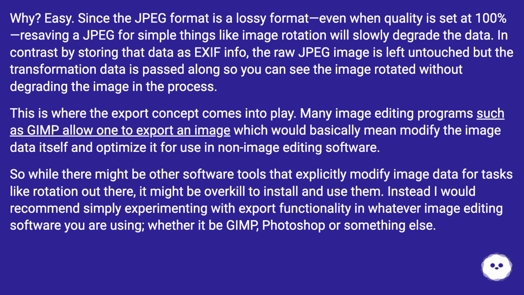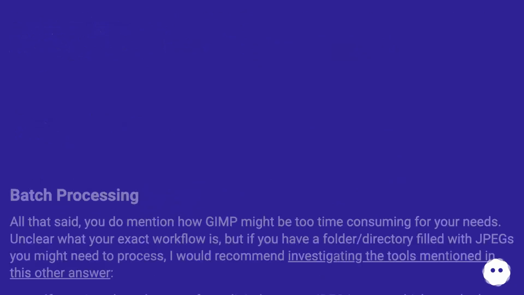Many image editing programs such as GIMP allow one to export an image, which would basically mean modify the image data itself and optimize it for use in non-image editing software. So while there might be other software tools that explicitly modify image data for tasks like rotation out there, it might be overkill to install and use them. Instead, I would recommend simply experimenting with export functionality in whatever image editing software you are using, whether it be GIMP, Photoshop, or something else.